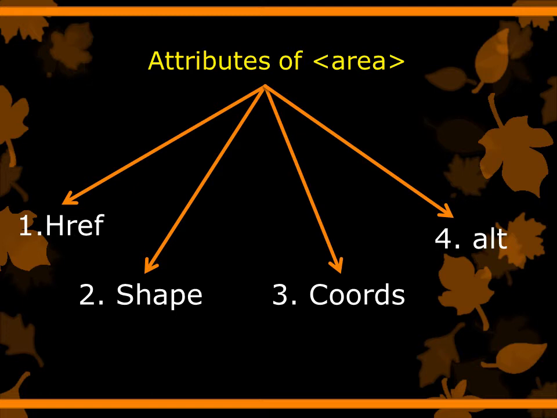Then the fourth one is the alt, that is alternative. It is used to specify extra information of that clickable area. It displays alternative text for the clickable region. If the image is not available on your computer, then it shows extra information for that clickable region.